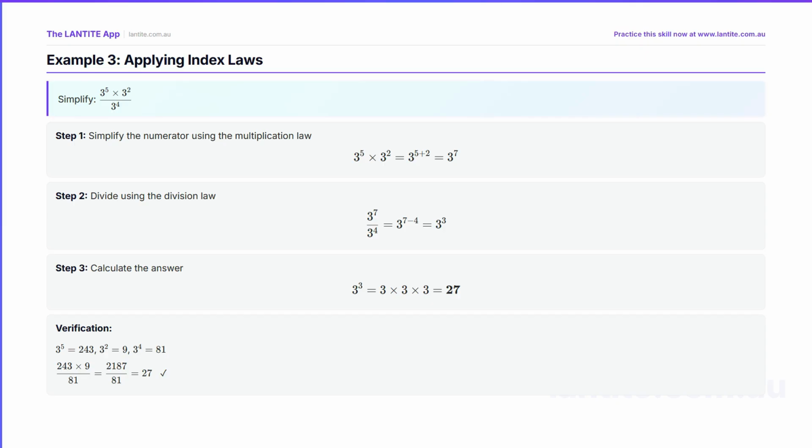We can verify this by working out each power separately. 3 to the 5 is 243, 3 squared is 9, and 3 to the 4 is 81. 243 times 9 is 2,187. Divided by 81 gives 27. It checks out.